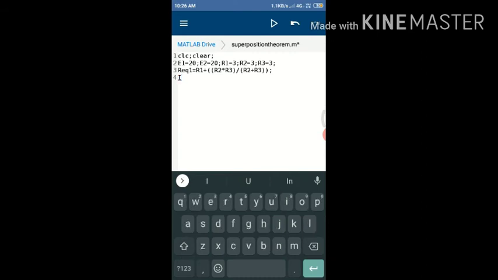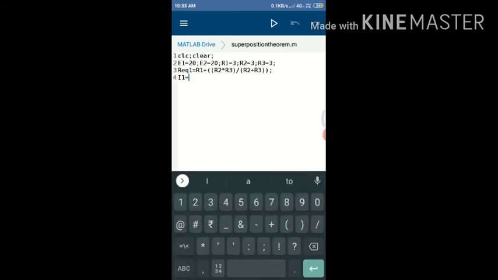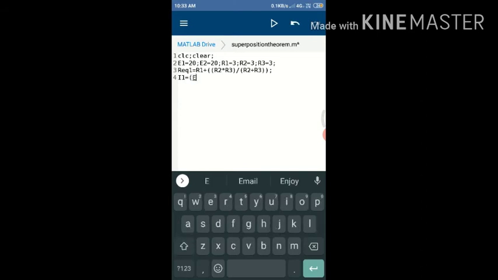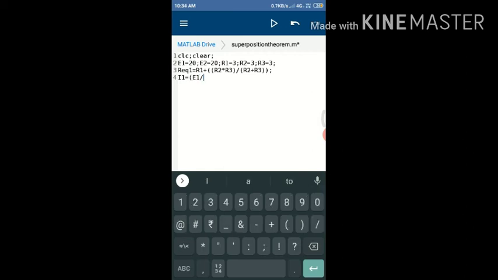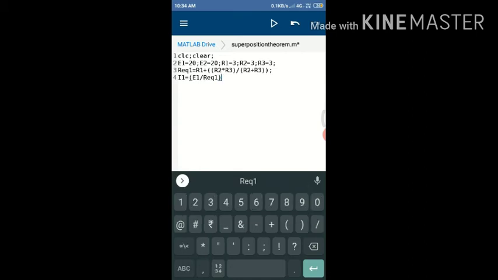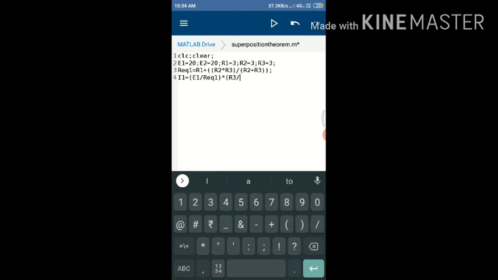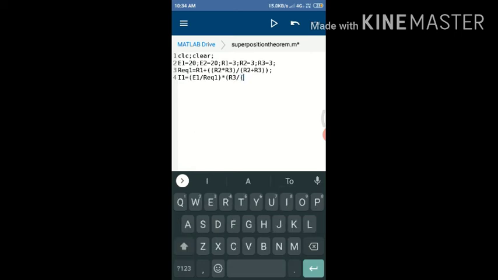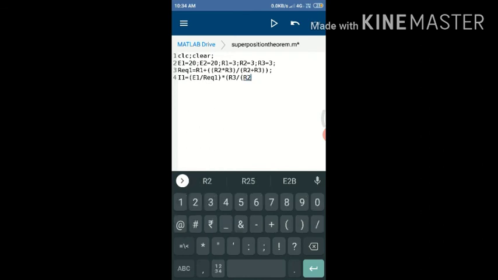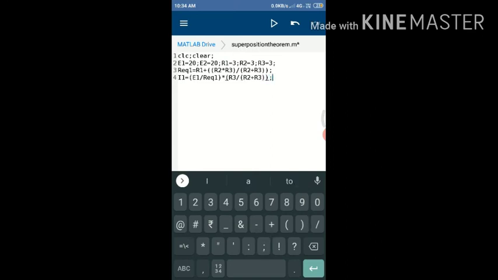And now I1. Here I1 is equal to bracket open E1 divided by R equivalent 1 and bracket close, and now star bracket open R3 divided by R2 plus R3 bracket close, and give semicolon.